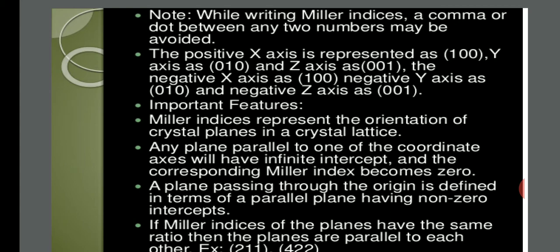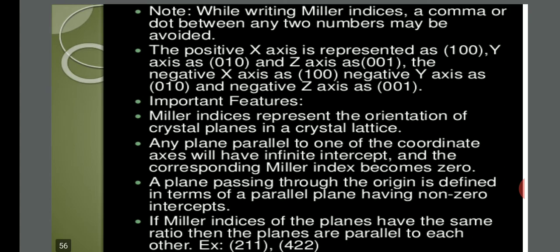The positive x-axis is represented as (100), the y-axis as (010), and the z-axis as (001). The negative x-axis is (-100), the negative y-axis is (0-10), and the negative z-axis is (00-1).